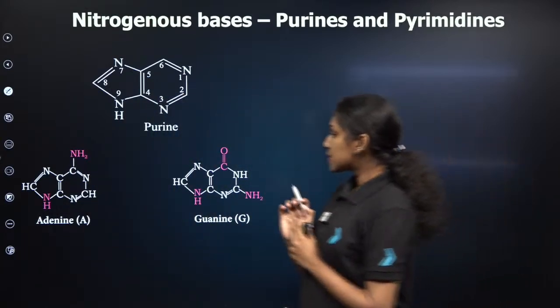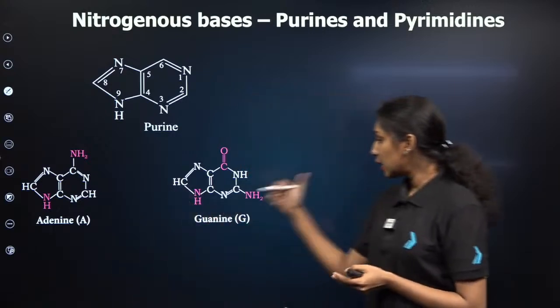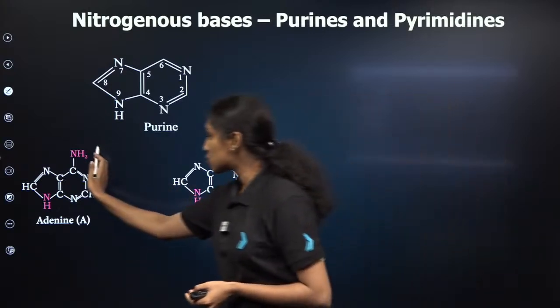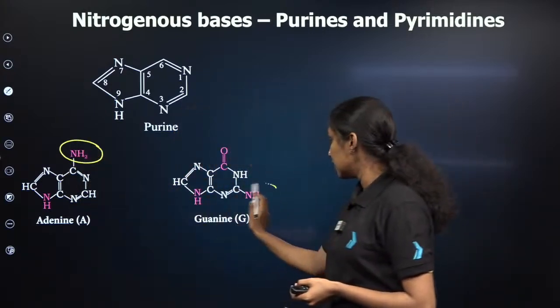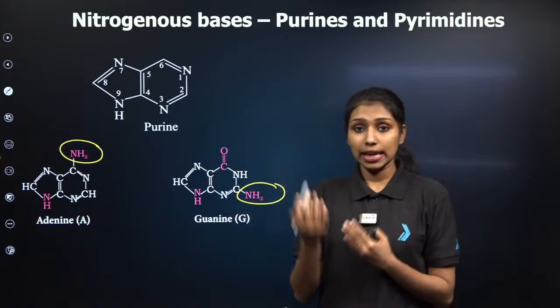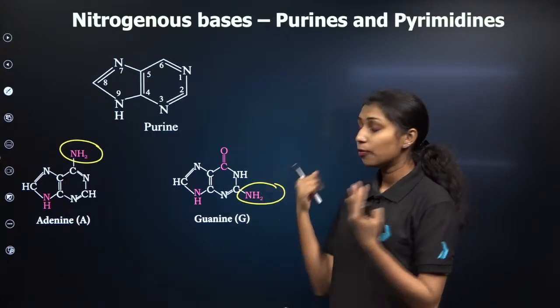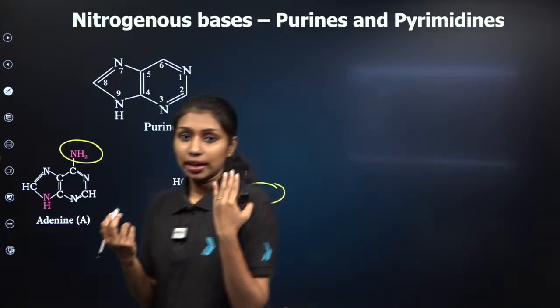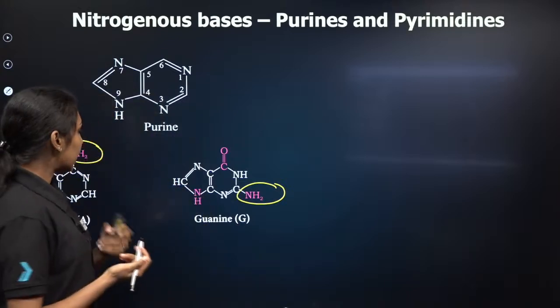So as you can see over here, in the case of adenine and guanine, you can see an NH2 group, right? Amine group is present here. So some of the questions may ask which of the following nitrogenous bases does not contain an NH2 group.